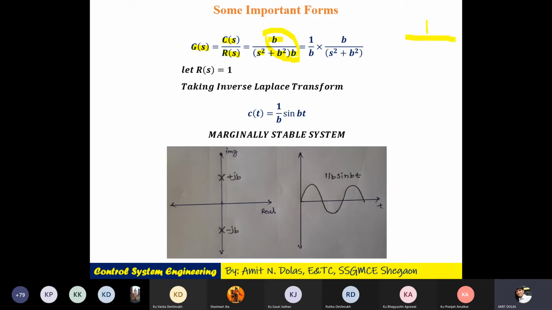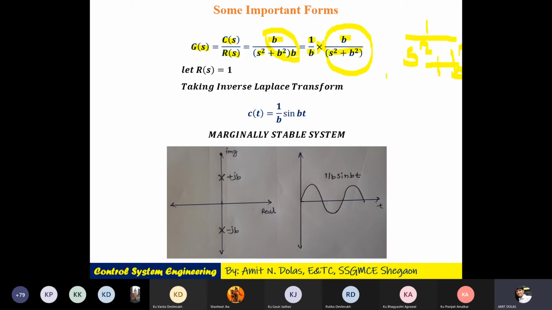The actual transfer function is 1 upon s square plus b square. I have to convert it into a certain form because we are going to perform certain operations like the inverse Laplace transform. So I adjusted it: I multiplied and divided the transfer function 1 upon s square plus b square by b, taking 1 by b outside, giving 1 by b into b upon s square plus b square. I did this to bring it to the standard form.